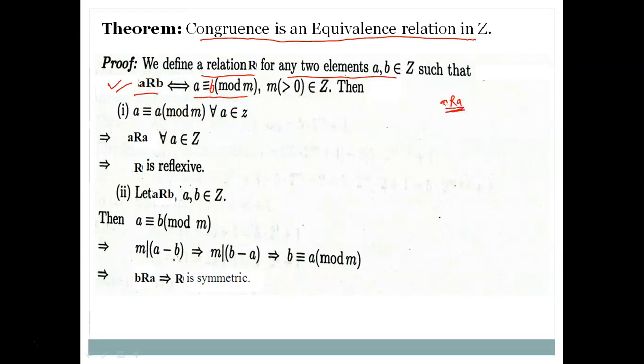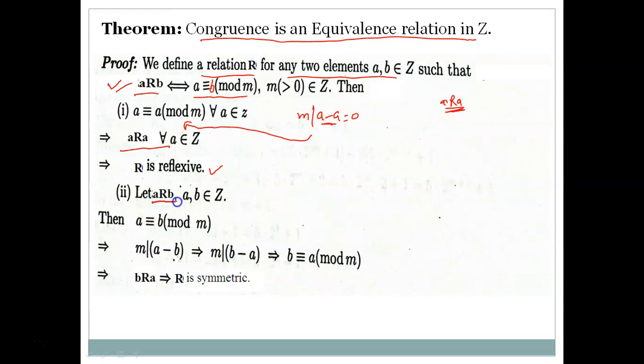Let us see, a related to a means, according to the definition, a must be congruent to a mod m. So let us check. a congruent to a mod m is correct. Why? Because m divides a minus a, because 0 can be divided by any number. So this is correct, and according to the definition, a is related to a for all a belongs to Z. Therefore, R is reflexive.